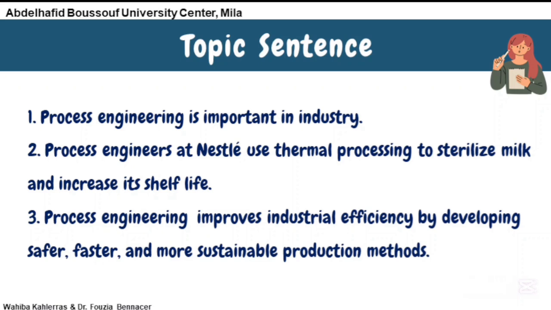Then, sentence 3. Process engineering improves industrial efficiency by developing safer, faster, and more sustainable production methods. Process engineering is the topic, and industrial efficiency is the controlling idea. We controlled it even more, adding developing safer, faster, sustainable production. Sentence 1 is too general, sentence 2 is too specific, and sentence 3 is the good, correct topic sentence.